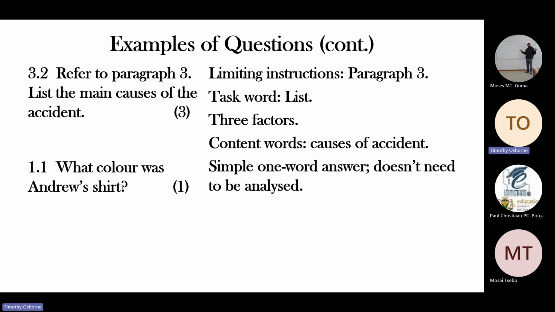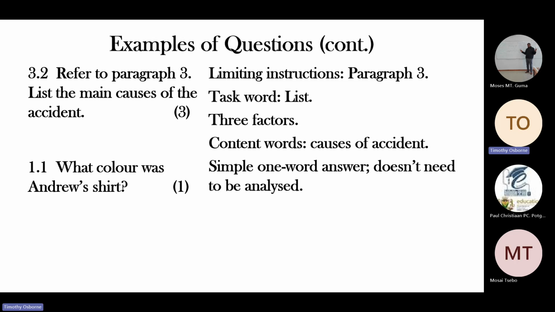Let's take a look at some more. Here's more examples of questions. Here we are. We've got this question here. Refer to paragraph 3, list the main causes of the accident. Okay, so let's analyze it. What's your limiting instructions? Paragraph 3. Okay, easy. You got to go to paragraph 3. You can't look anywhere else. What's the task word? You have to list. Okay, also perfectly straightforward.